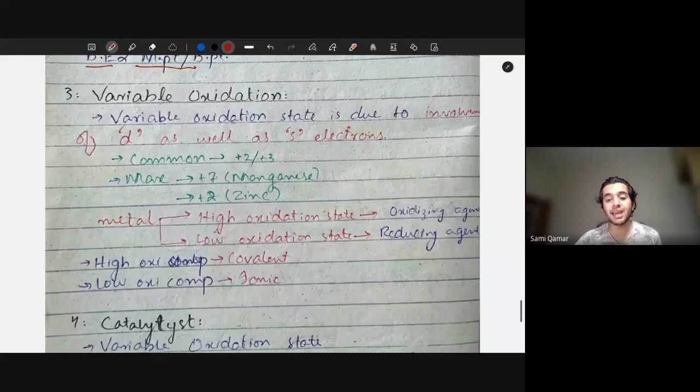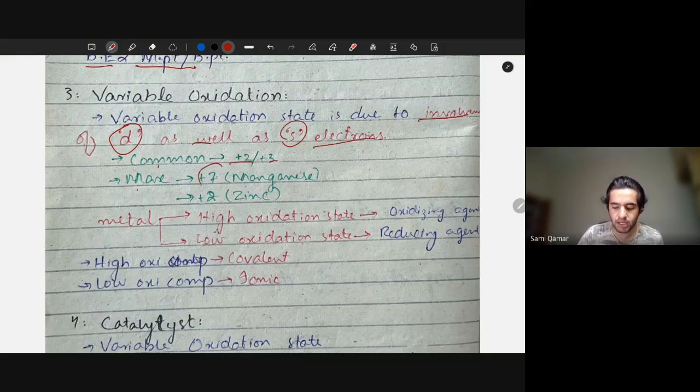Now let's talk about oxidation. They have variable oxidation, which is a really cool property of transition elements. Variable oxidation means that their oxidation state is due to involvement of D as well as S electrons. Common is +2, +3, but the maximum can be up to 5. Manganese is the one which has +7. Why does it have +7? Because 3d is 5 and we have 4s1, so 3d5 can form bonds and then 4s1 can form 1 bond. So it can go up to +7. And we have +2 for zinc. The metal with a high oxidation state will be an oxidizing agent, and the one with a low oxidation state will be a reducing agent.